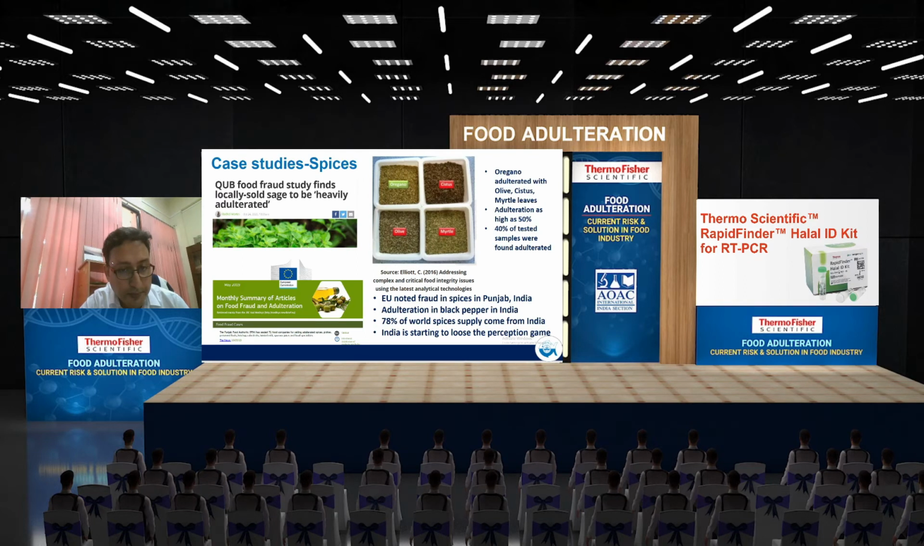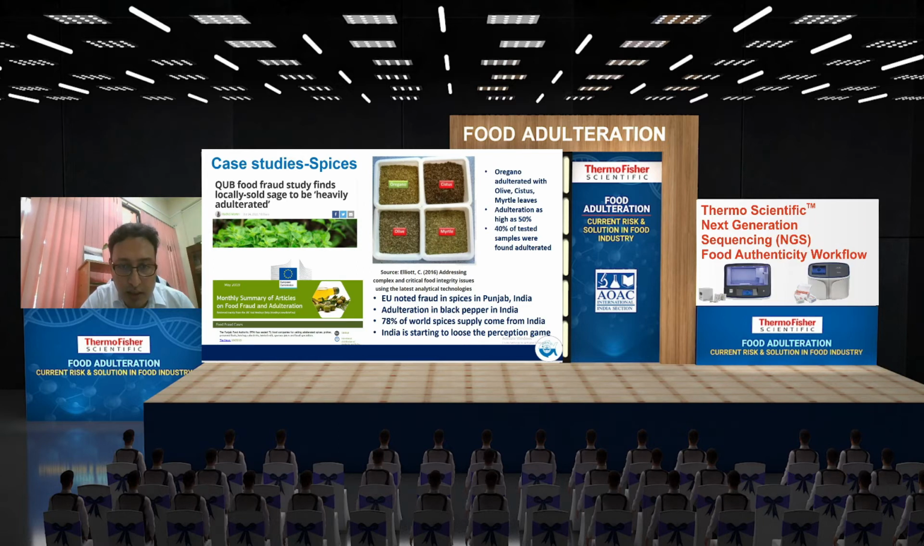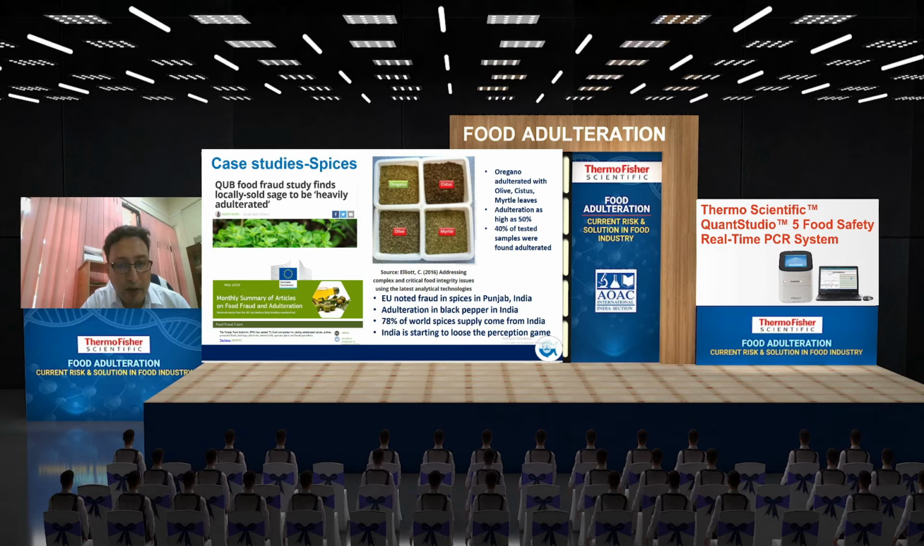Here I would like to show you one case study from my postdoctoral lab. At that time our group was working on oregano. Oregano fraud is a big thing, right? At that time, oregano leaves were adulterated with citrus leaf, myrtle leaves, and olive leaves at different percentage levels. Our laboratory did a survey study and observed a high level of adulteration in oregano.